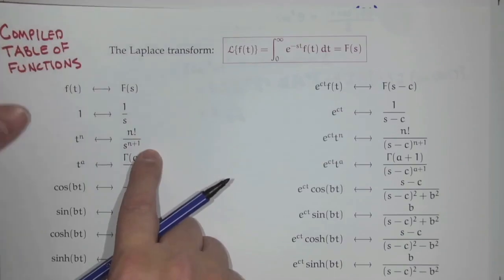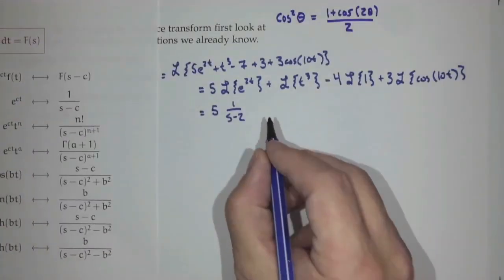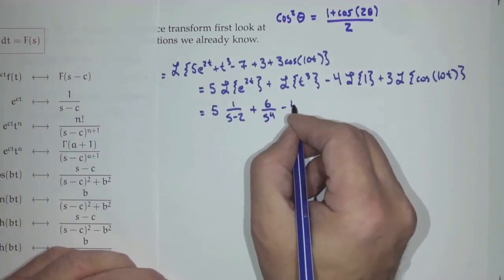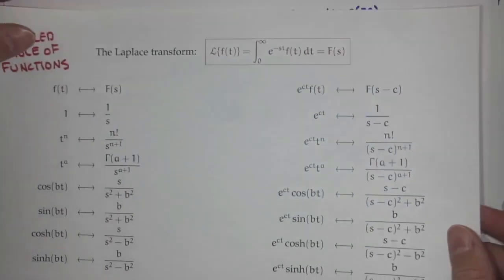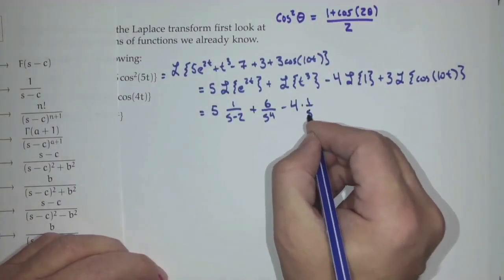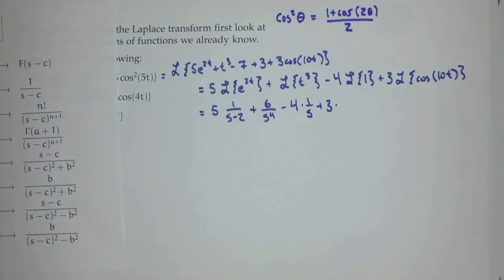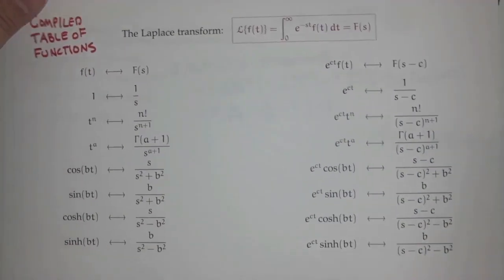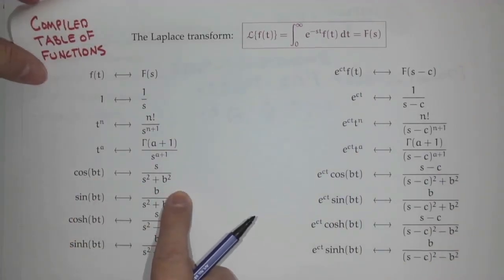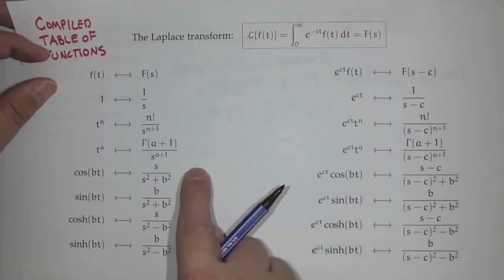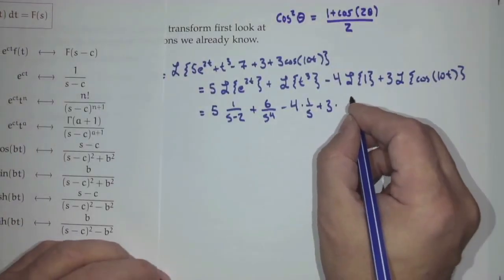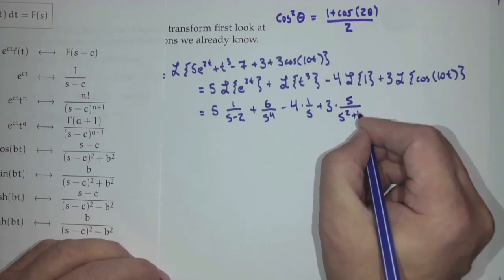3 factorial over s to the 4th. 3 factorial also known as 6. Okay, so plus 6 over s to the 4th, minus 4. Okay, 1 is 1 over s. So 4 times 1 over s plus 3. Okay, cosine of 10t. Can we do that? Yes, because we do have cosine of something t. What will it become? So s upstairs, s squared plus 100. So s over s squared plus 100.